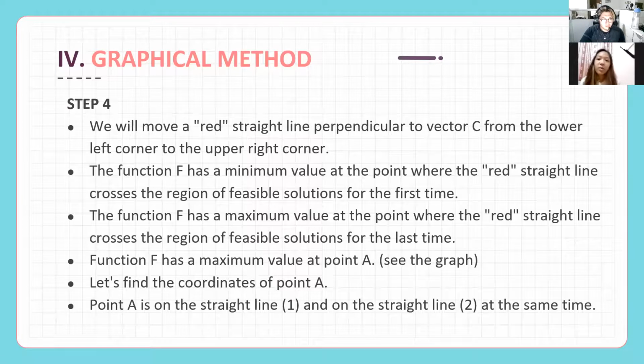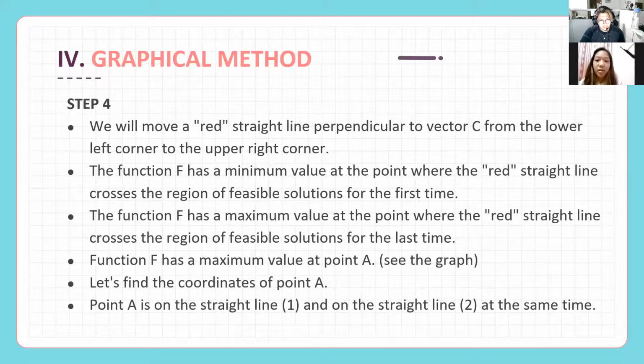For step 4, we will move a red straight line perpendicular to vector c from the lower left corner to the upper right corner. The function f has a minimum value at the point where the red straight line crosses the region of feasible solution for the first time. The function f has a maximum value at the point where the red straight line crosses the region of feasible solutions for the last time. Function f has a maximum value at point A. See the graph for the next two slides.